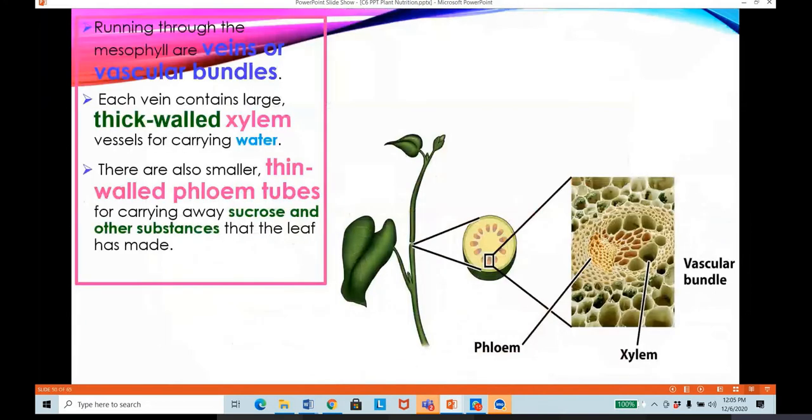And we also studied the function of each and every layer and also the veins, the xylem and the phloem.